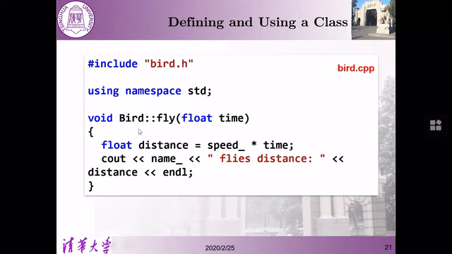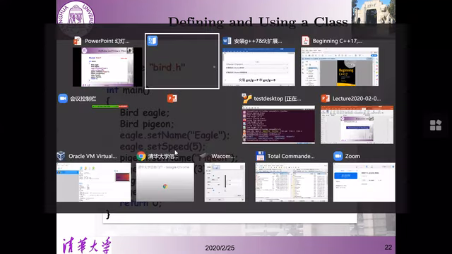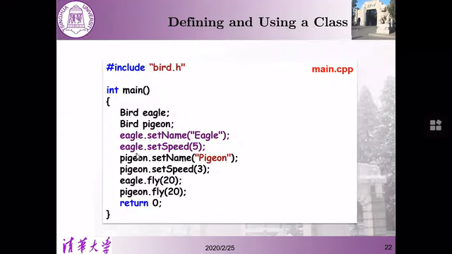But typically, we will define the function body in the CPP file. So this is the main source file. So let's check the demo.